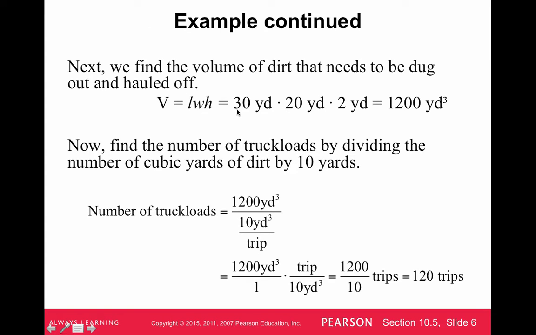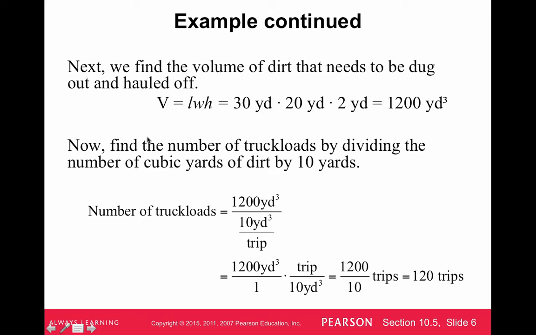Then we're going to find the volume, which is just length times width times height. So 30 yards times 20 yards times 2 yards gives us 1200. Remember, this is a volume, so it's yards cubed. That doesn't mean you cube this number, it just means that this is a three-dimensional size.